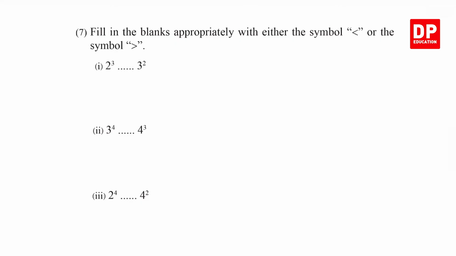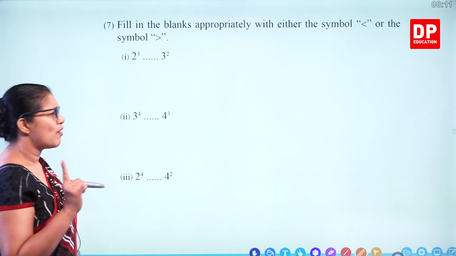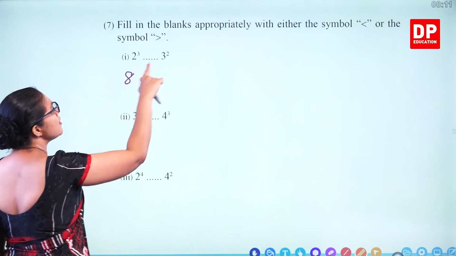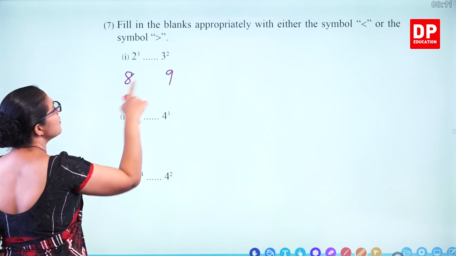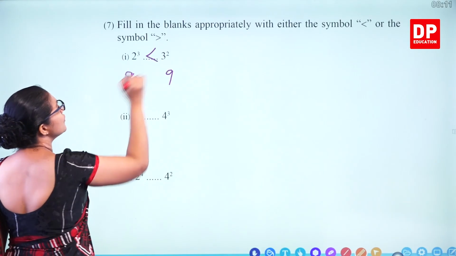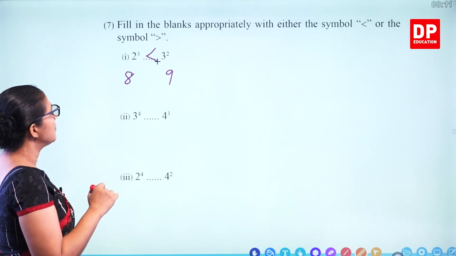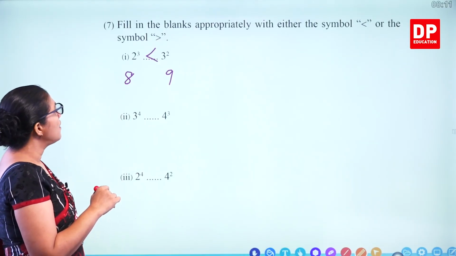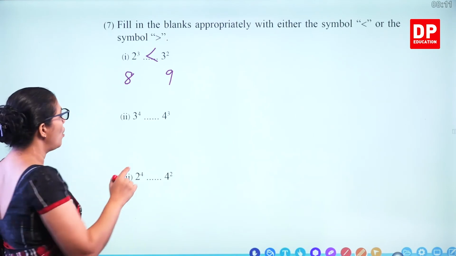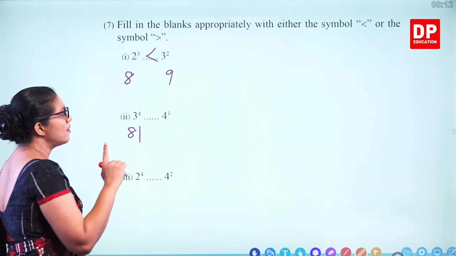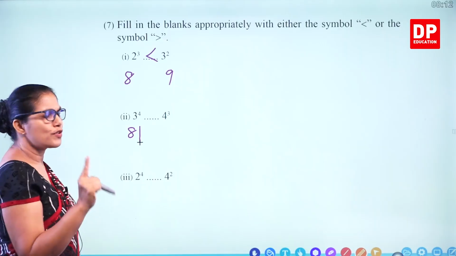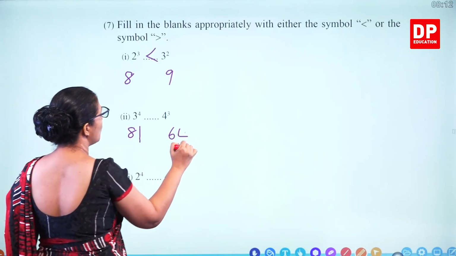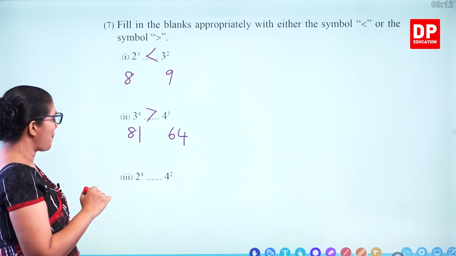Fill in the blanks appropriately with either the symbol less or greater. 2 to the power of 3. We already know that's 8. 3 squared is 9. So this side is bigger. So you can put greater than sign. 3 to the power of 4, 81. 4 to the power of 3, 4 times 4 times 4, 64. So this one is bigger.